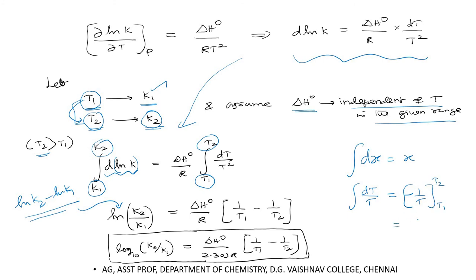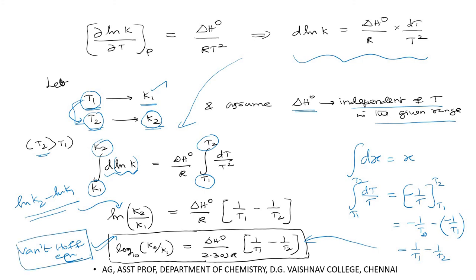If I substitute the upper limit, you will get minus 1 by T2, minus, if I substitute the lower limit, minus 1 by T1. The first term is minus 1 by T2, keep it as such. For the second term, minus of minus becomes plus, so I will write the plus term first: 1 by T1 minus 1 by T2. So this part, integrated from T1 to T2, gives the value 1 by T1 minus 1 by T2. This equation is called the Van 't Hoff equation.